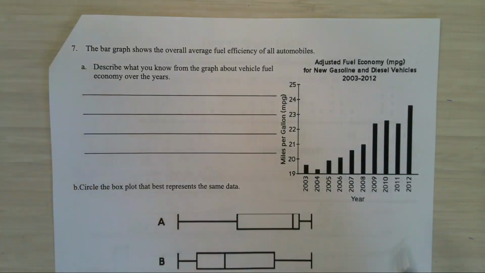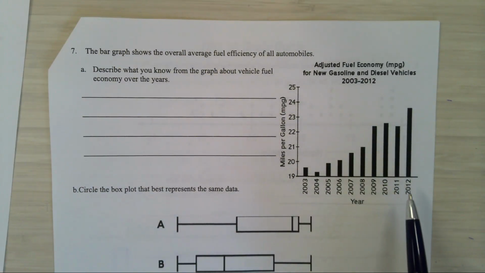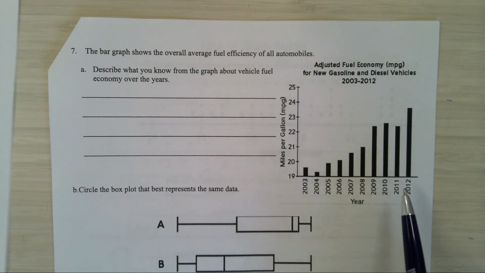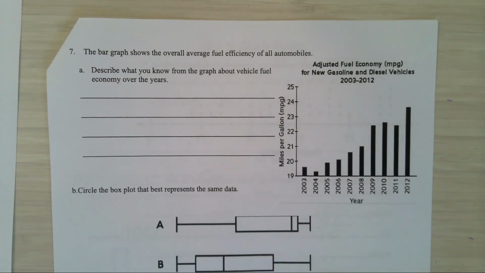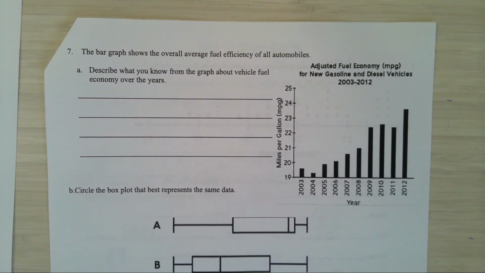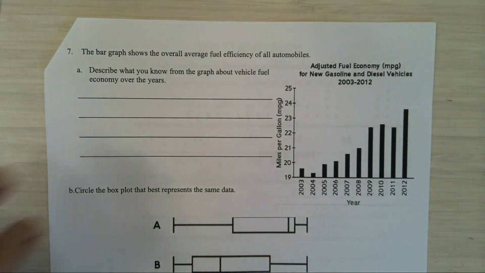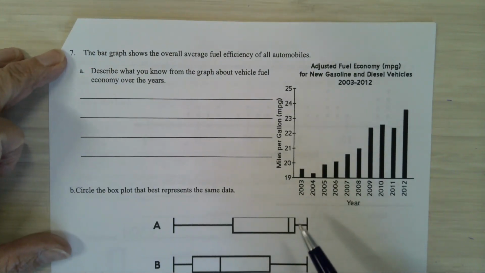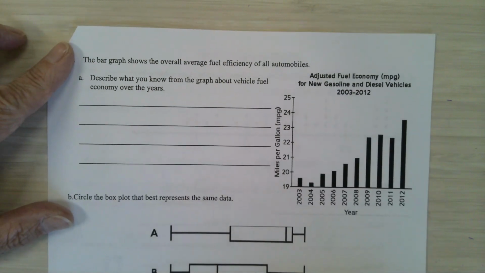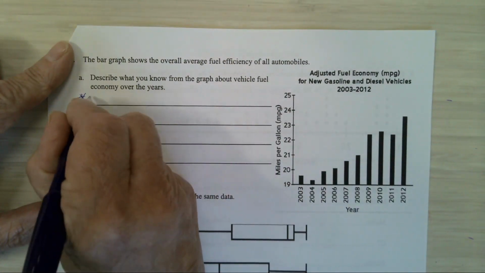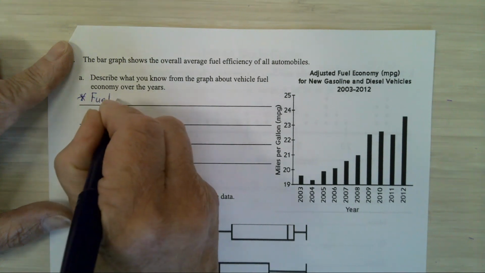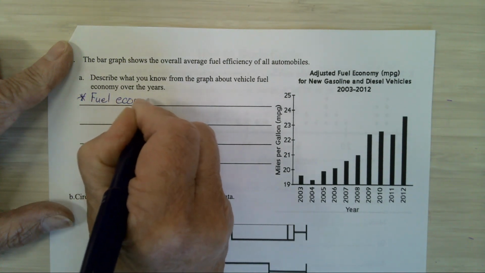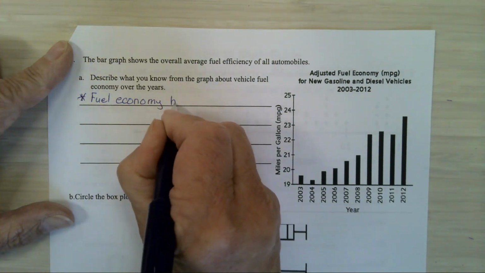It says this is a bar graph. They're not intervals and they're not touching. It's a bar graph. It shows the overall average fuel efficiency of all automobiles. Describe what you know from the graph about the vehicle fuel economy over the years. Okay, well, you can say one statement, fuel economy has increased.